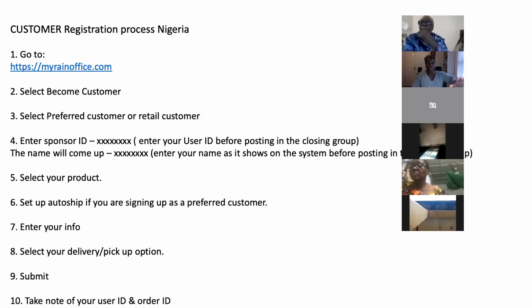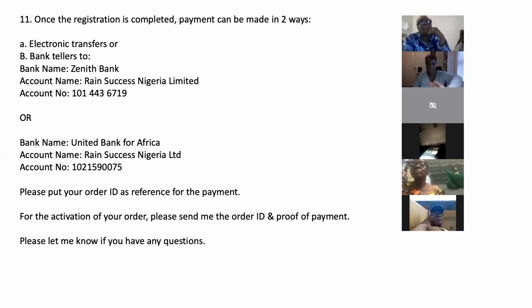Now, what I just showed you, customer registration process, 2 pages. This is the first page. That's the next page. This is what we send to our prospects in their closing group when they say they want to register as a customer. Now, when they've done the registration, you see that it says, please send me the order ID and proof of payment, meaning the sponsor, the person who is registering them, because I will send to support for activation. I'm not going to ask my new customer or my new partner to do that. I will do it on their behalf, right? But all of that is part of this registration process, step-by-step registration guide.